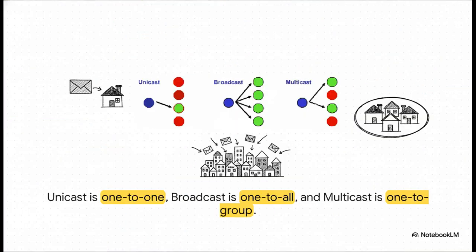So let's do a super quick recap. Unicast is your direct one-to-one message. Broadcast, which you can see here, is more like a one-to-everyone shout on a local network. And multicast is that targeted one-to-a-select group message. Three totally distinct ways to address our digital mail.